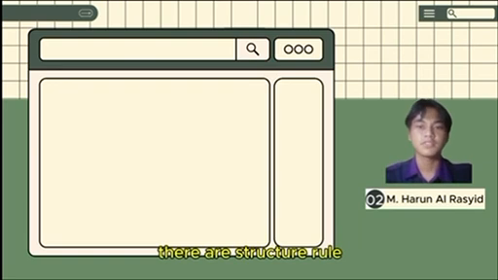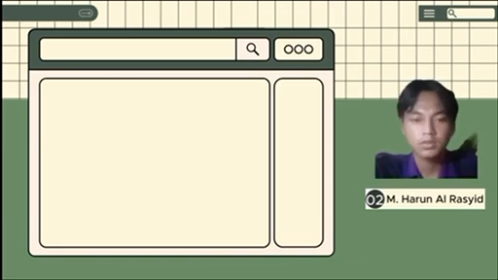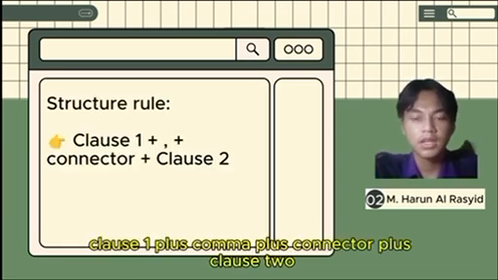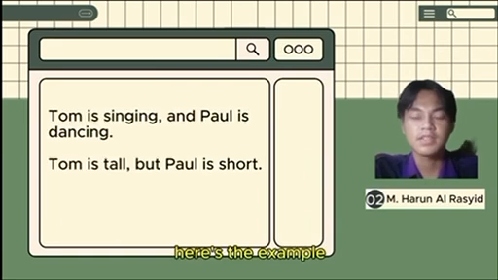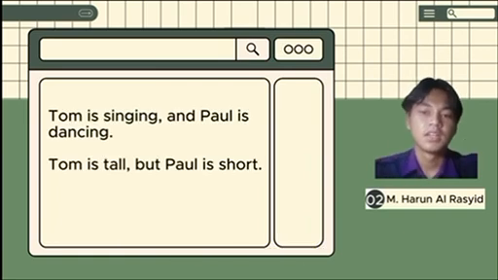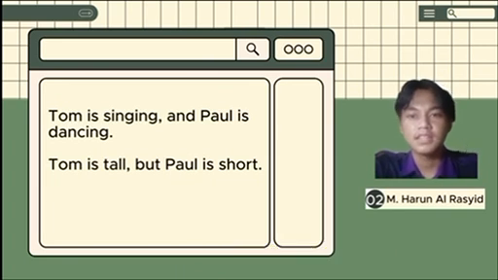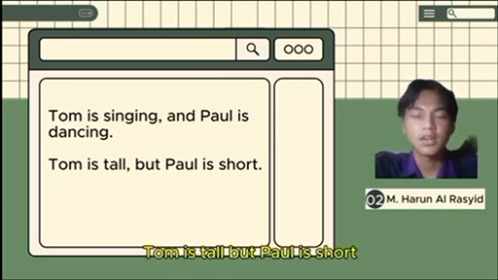There is a structure rule in this skill. Here is the structure rule: clause 1 plus comma plus connector plus clause 2. Here are the examples. Tom is singing and Paul is dancing. Tom is tall, but Paul is short.